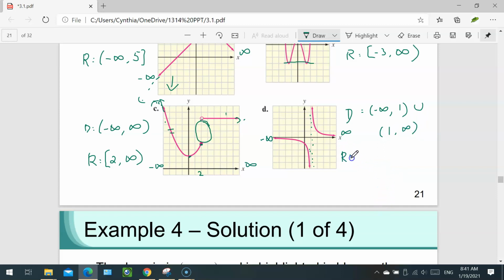The range, the lowest point on the y is negative infinity, comma. When the graph comes to y equals 0, it has a tiny gap here. So put a 0, union from 0 to infinity.